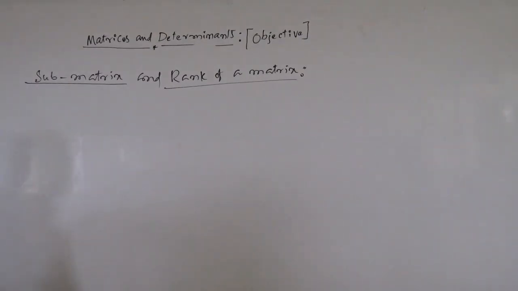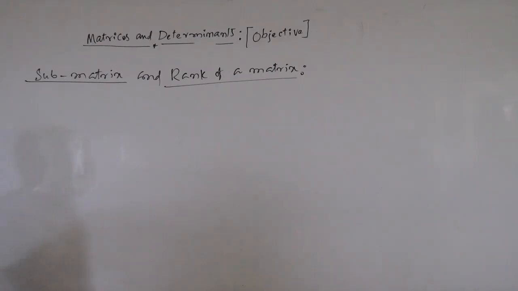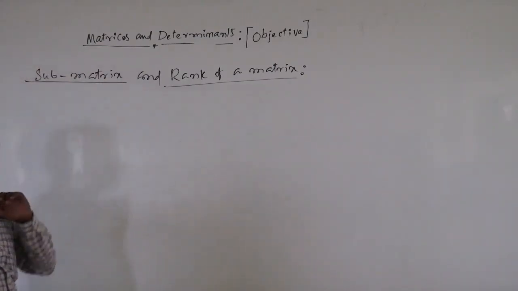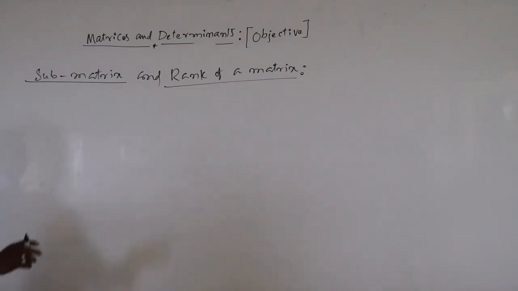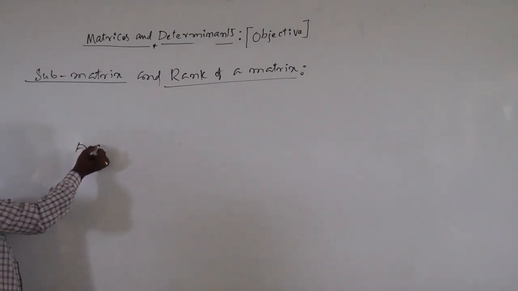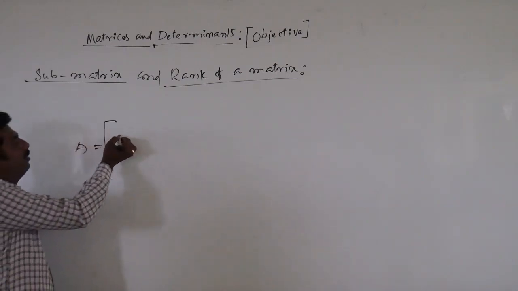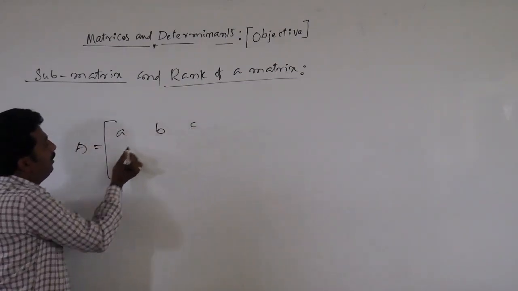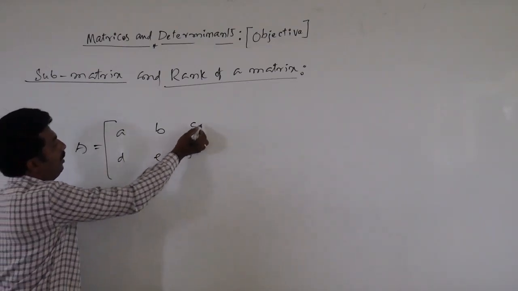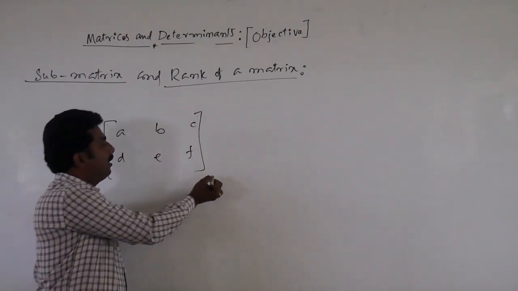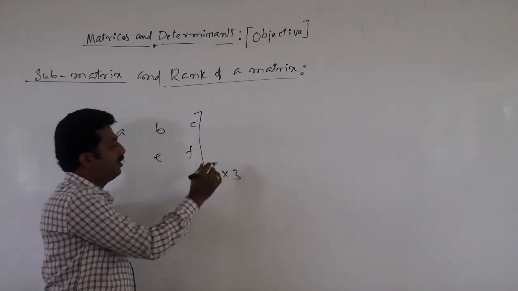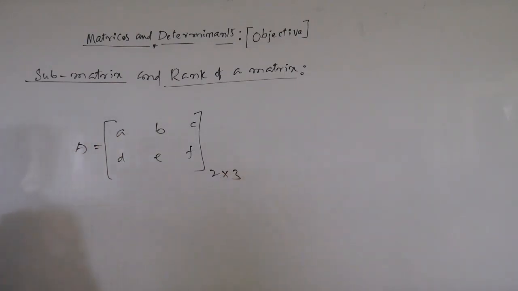For the next problem, we need some concepts: submatrix and rank of a matrix. A submatrix is also a matrix. One simple example: A, B, C, D, E, F. It is a matrix of order 2 by 3. What is a submatrix of A?